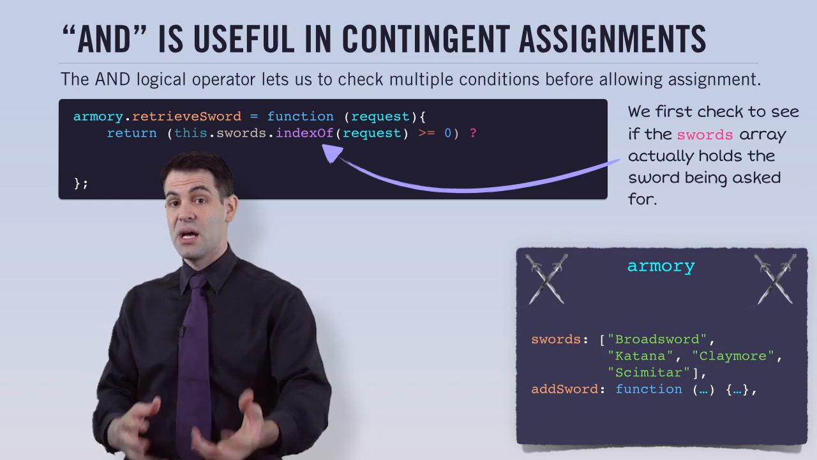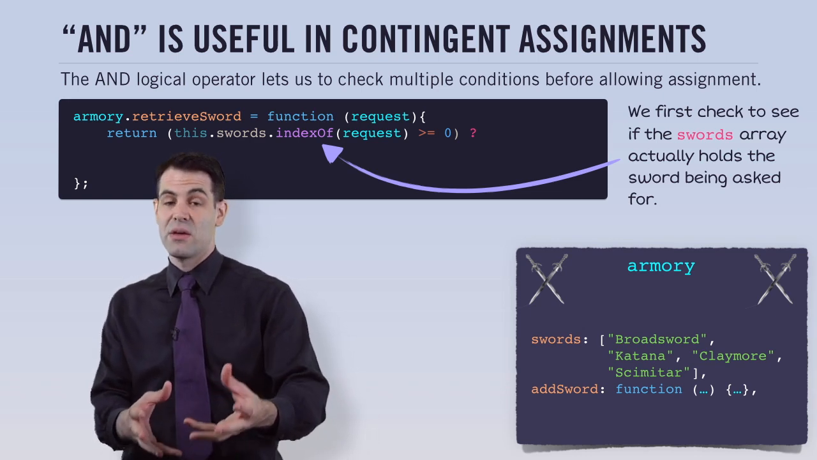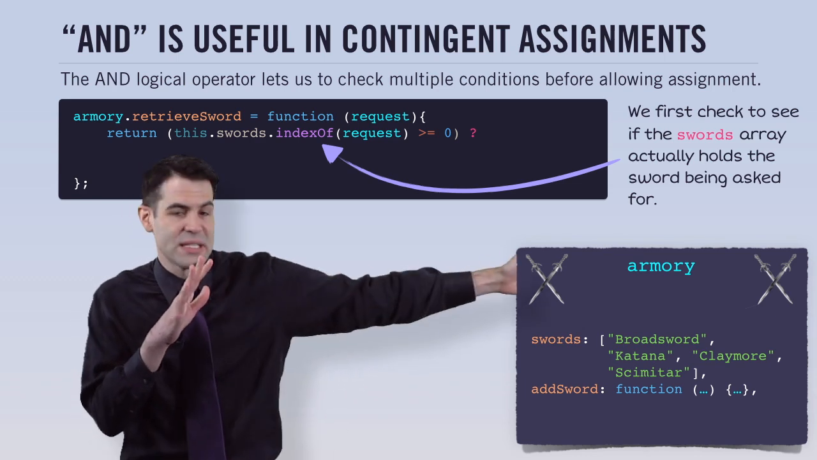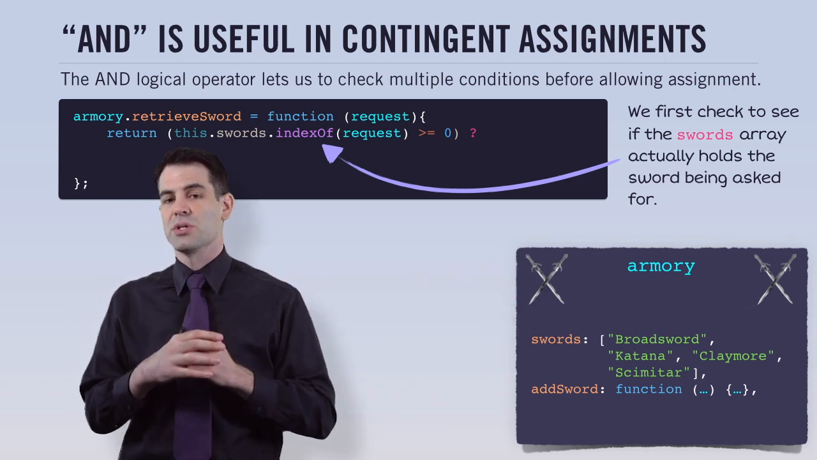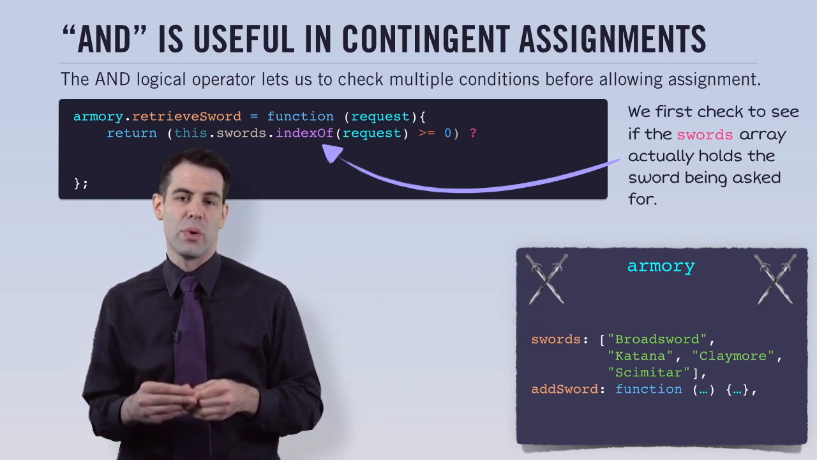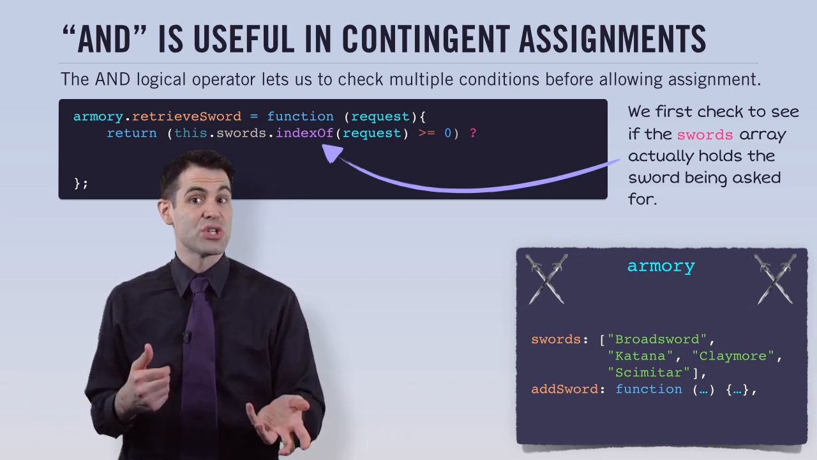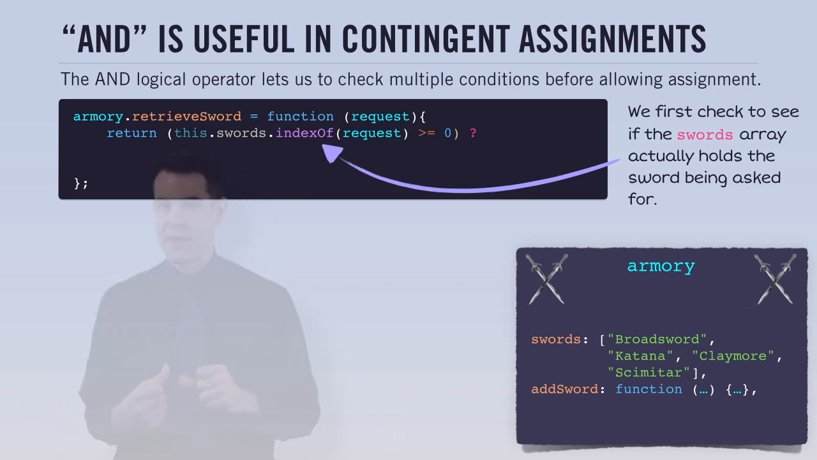If the indexOf method returns a value that's positive, that means that our sword that we want is somewhere inside of our big long swords array, right? But if we get a -1, that means that the sword is nowhere to be found, and our ternary conditional should return the false value.